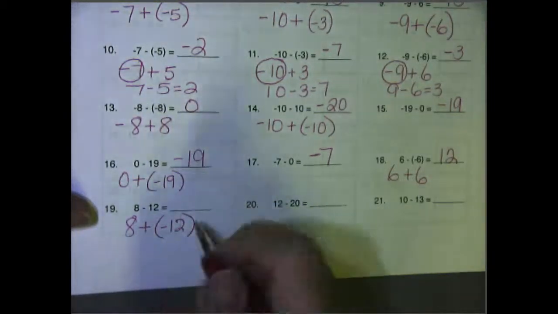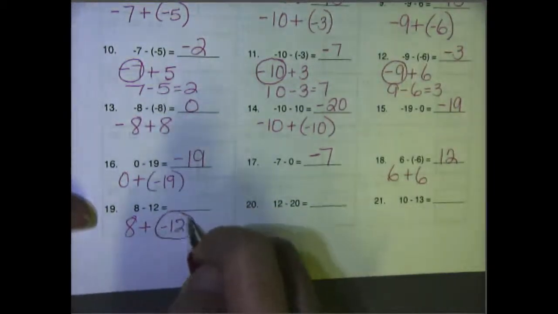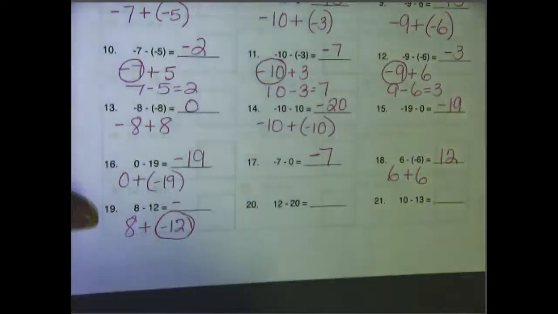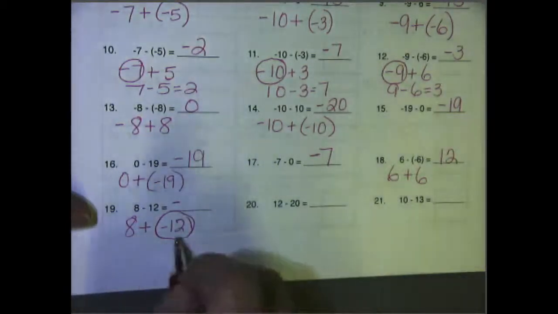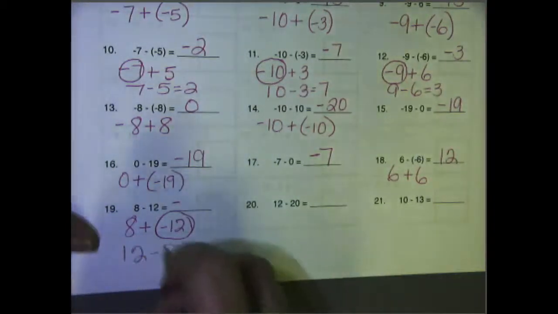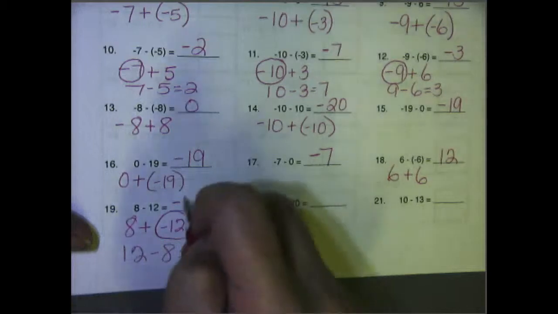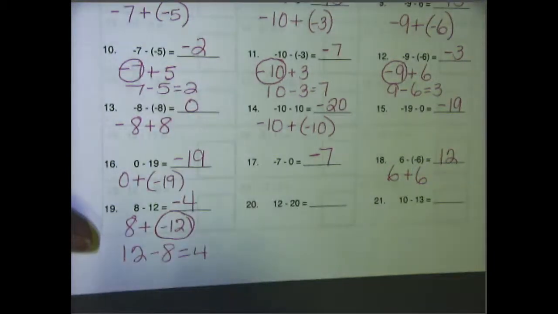Now we're adding different signs. I notice I have more negatives than positives, so my answer will be negative. 8 plus negative 12, we're going to take 12 minus 8 equals 4. The answer is negative 4.